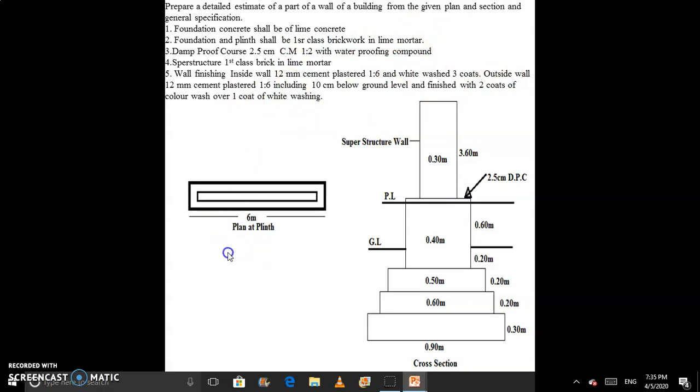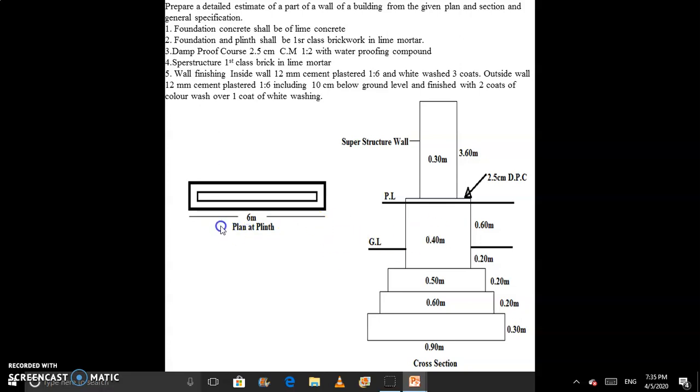Here we have been given a plan and cross section. For understanding the basic concept, we take only a part of a wall. This is one wall. We have to calculate the quantities for this wall, and after that find the abstract of estimated cost. The wall is 6 meter long, and this is the cross section of the wall. For preparing the wall we need many things.